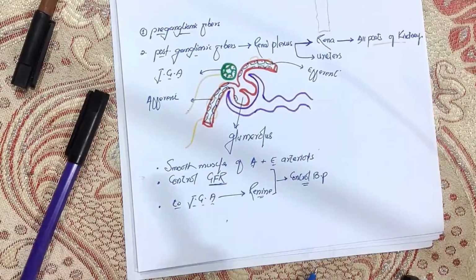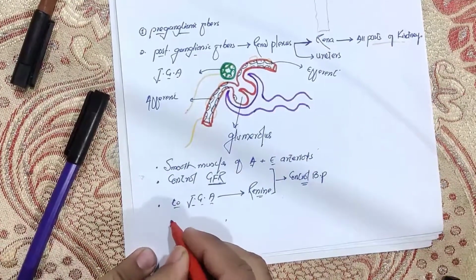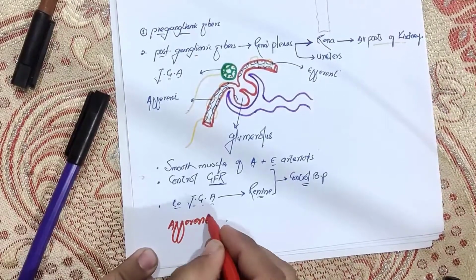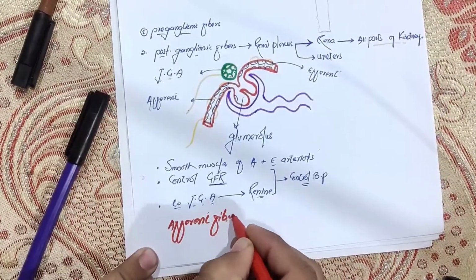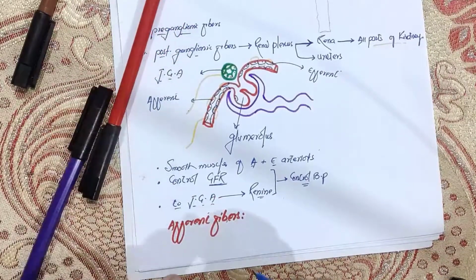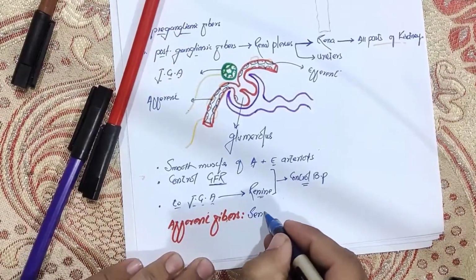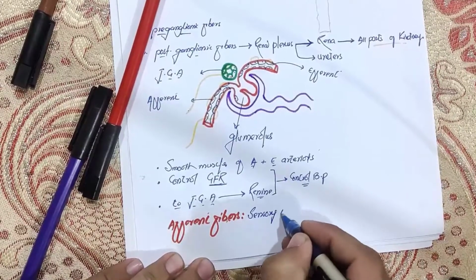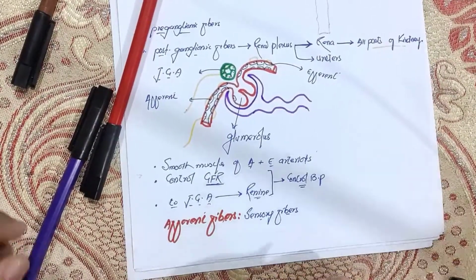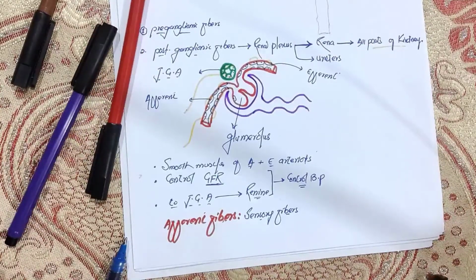Let us see something else also. There are some afferent fibers, right? Afferent fibers, which I told you in the beginning of this lecture, are those fibers which take sensory sensations from your kidneys, right? So these are also called sensory fibers, right? So afferent fibers or sensory fibers take sensory innervation from your kidneys, right?